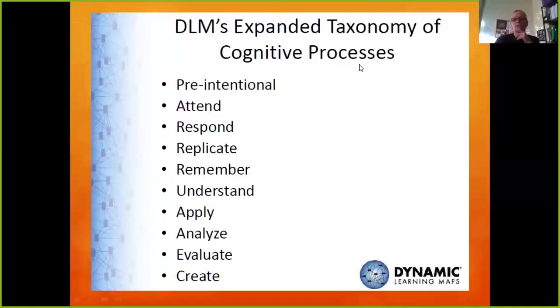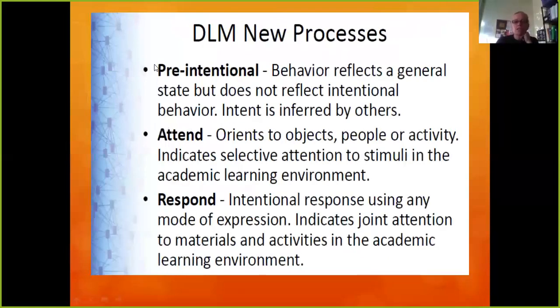So, as some of you have probably seen, the DLM's expanded taxonomy of cognitive processes looks like this. The children that this presentation, and most of the series of presentations, is going to focus on are those kids at the pre-intentional, attending, and responding levels. At that pre-intentional level, their behavior reflects a state, but does not necessarily reflect intentional behavior. Intent is often inferred by other people.